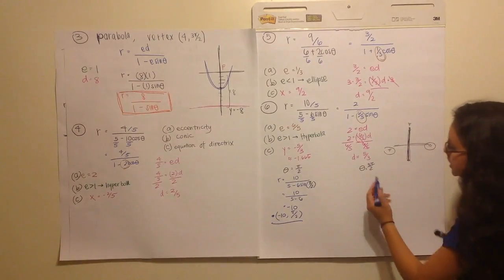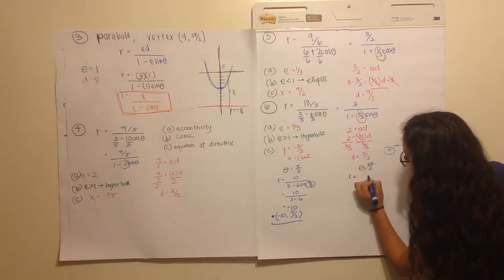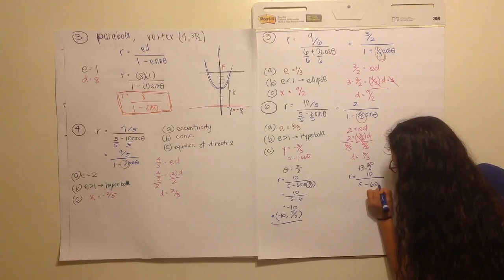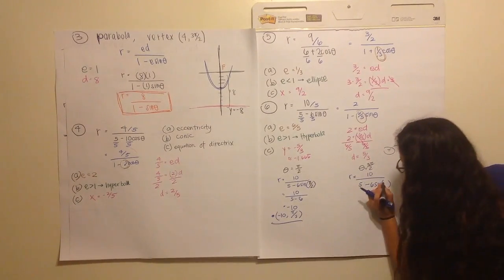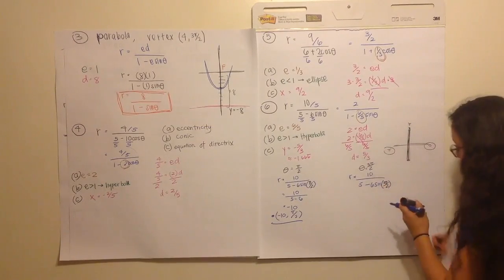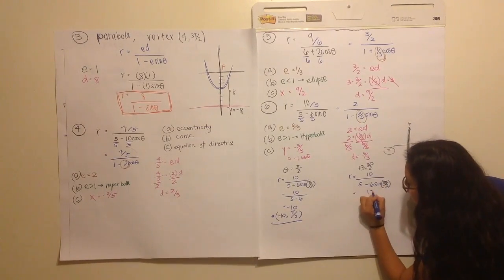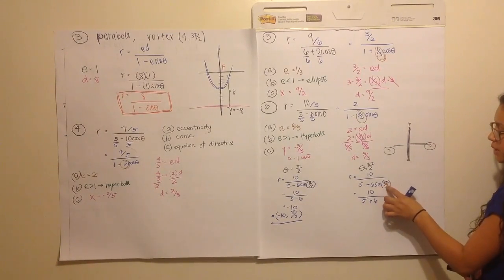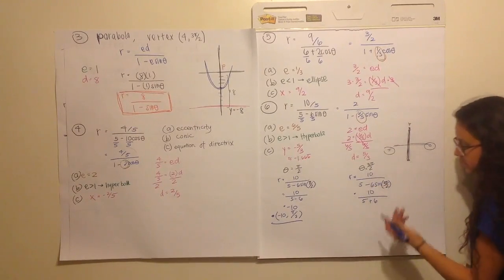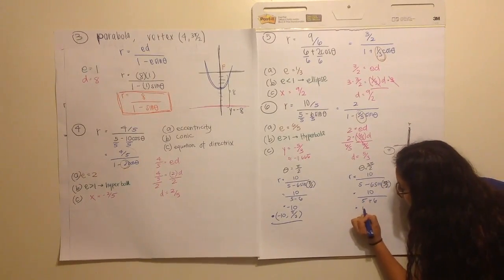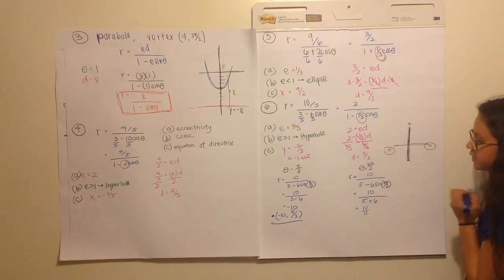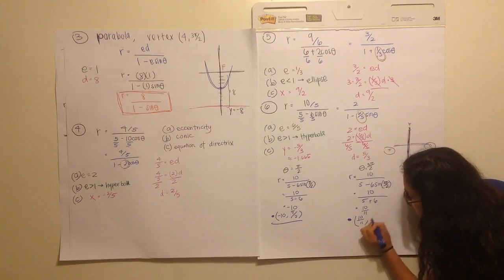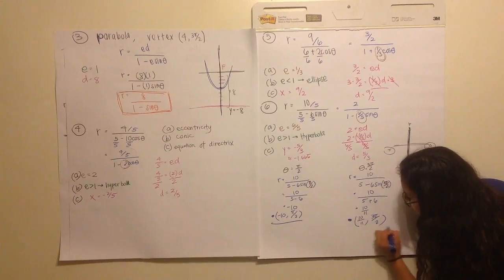Okay? So now we need to do it for this one. So r equals 10 over 5 minus 6 sine of 3 pi over 2. And so we get 5 plus 6, because sine of 3 pi over 2 is negative 1. Negative 1 times negative 6 is plus 6. And so we end up getting 10 over 11. And so our vertex for this would be 10 over 11, 3 pi over 2.